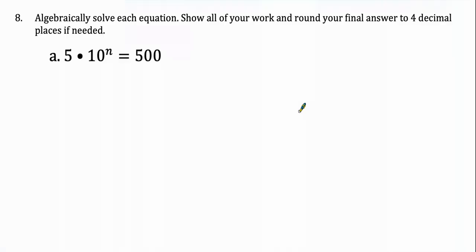On number 8, we are solving these exponential equations. So whenever we are solving an exponential, I need to get the exponential part by itself first. So in this case, I need to divide by 5. So the 5's cancel out over here. We just get 10 to the n equals 100.